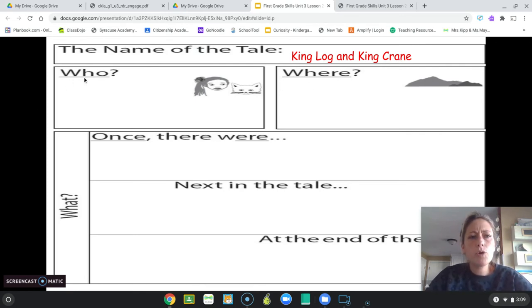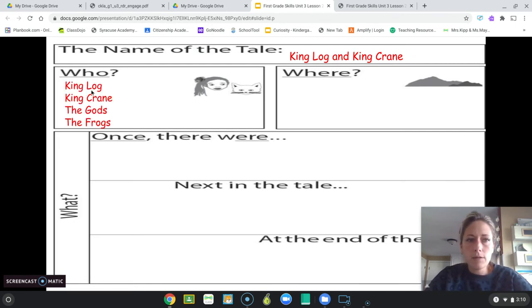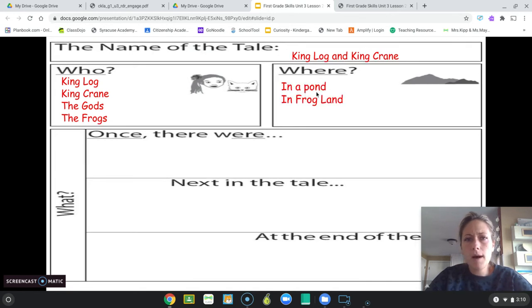Now, what about the who part of our planning template? Who was in this story? We had the gods, the frogs, King Log, and King Crane. Right, King Log, King Crane, the gods, and the frogs. About where? Where did this story take place? What was the setting? It was in a pond in Frogland.